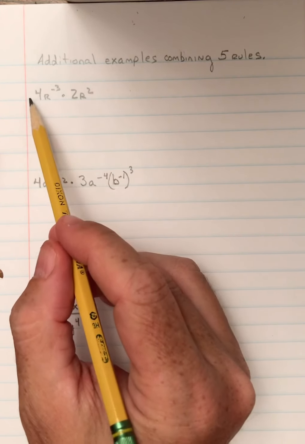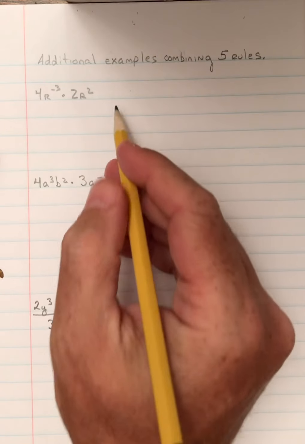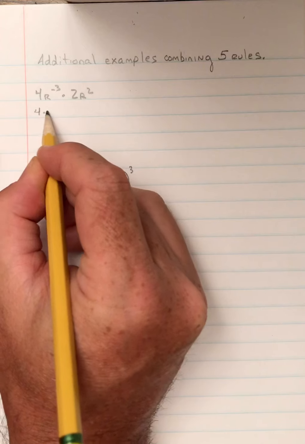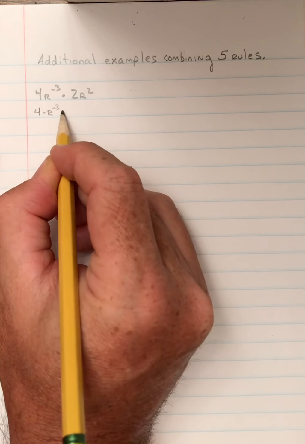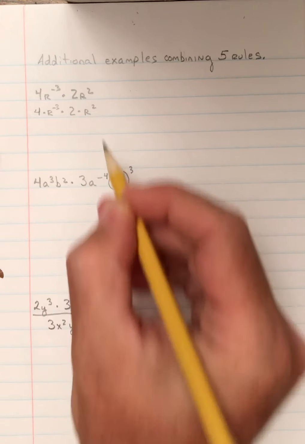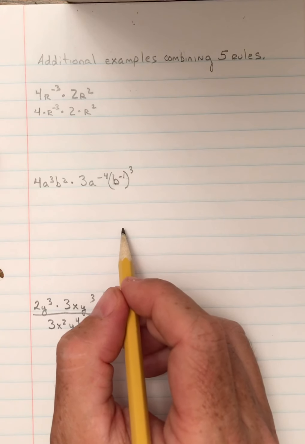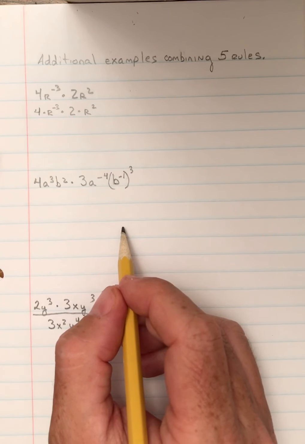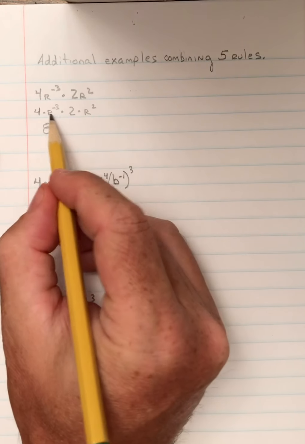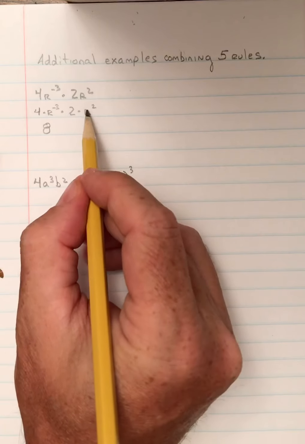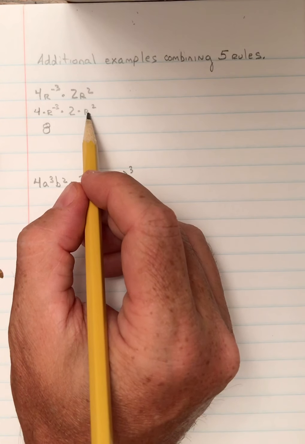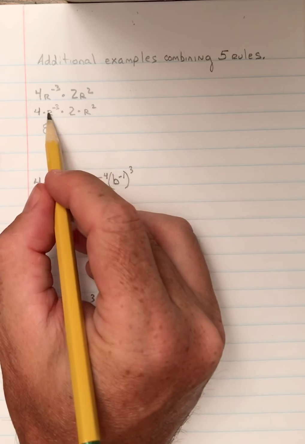Okay, so here, this is a big, long multiplication problem, and I'm just going to spread it out to make it look a little easier. This is 4 times r to the negative third times 2 times r to the second. Okay, so I'm going to sort of combine like terms here. So 4 times 2, that's 8. Okay, and r to the negative third times r to the second, that is the product of powers rule.